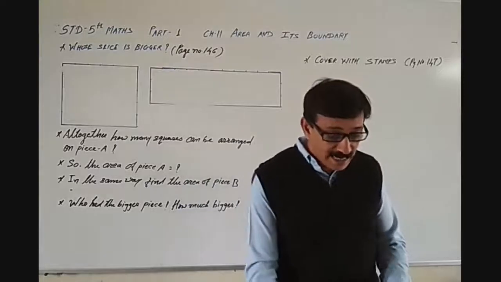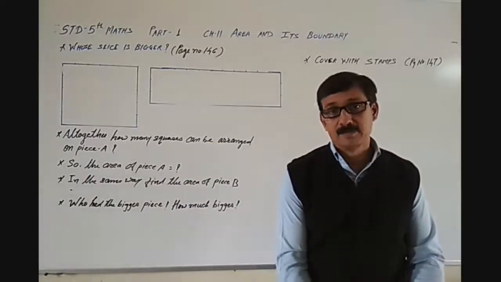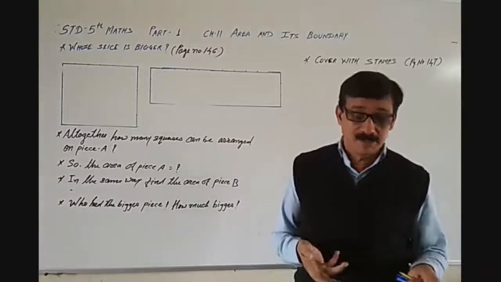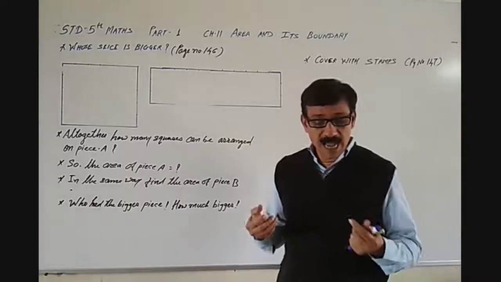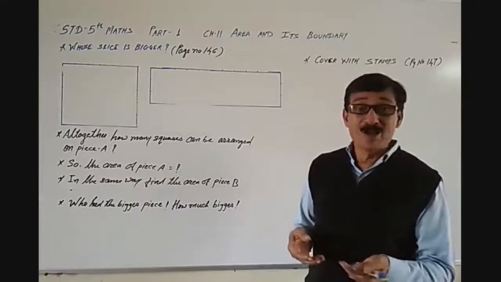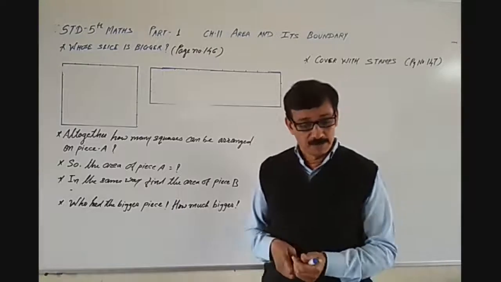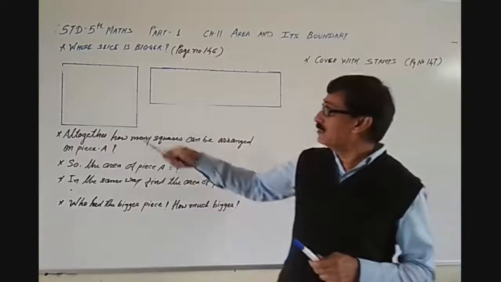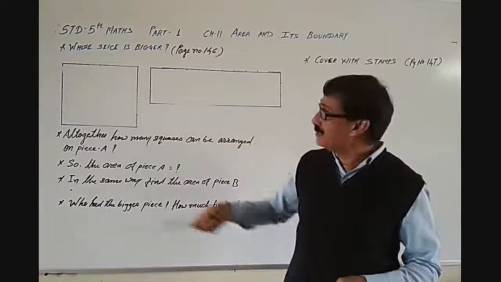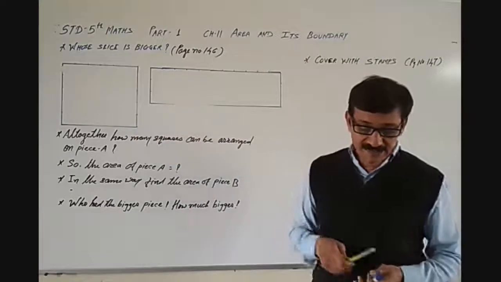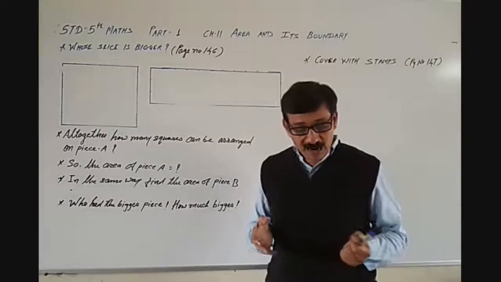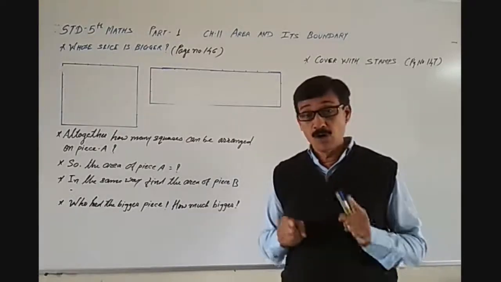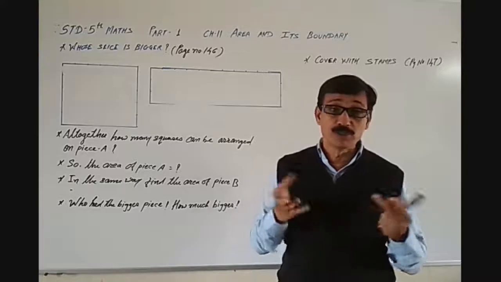Parth and Ginny bought aam papad. Aam means mango. So Parth and Ginny bought aam papad, that is dried mango slice, from a shop. Their pieces looked like this. One of the pieces, you can see in your textbook also, looks like this, the second one is like this. Both could not make out whose piece was bigger.